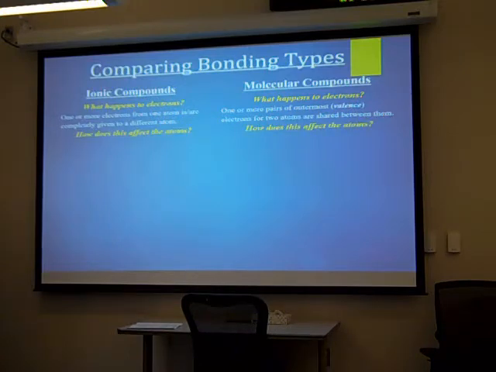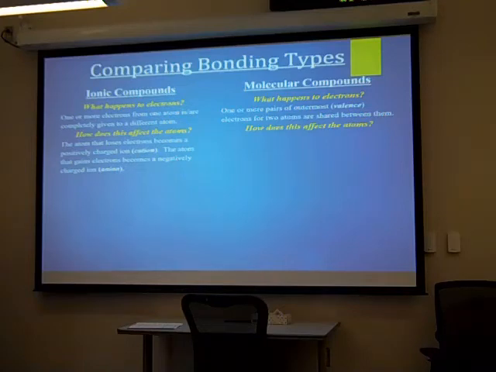Now, how does this affect the atoms? When electrons are lost or gained in ionic bonding, what happens to the atoms? Yeah, they become ions, positively or negatively charged. So the atom that loses an electron becomes positively charged. The one that gains the electron becomes negatively charged.